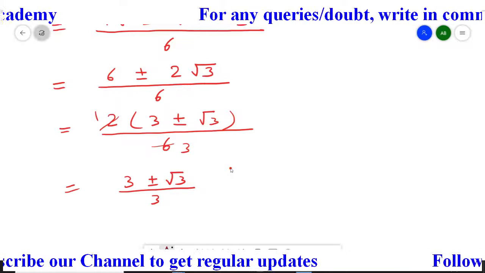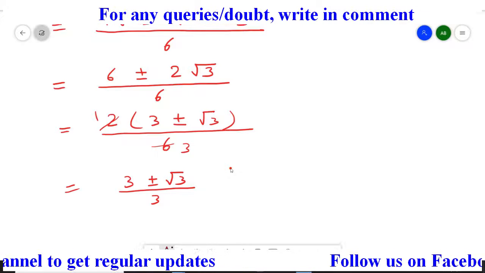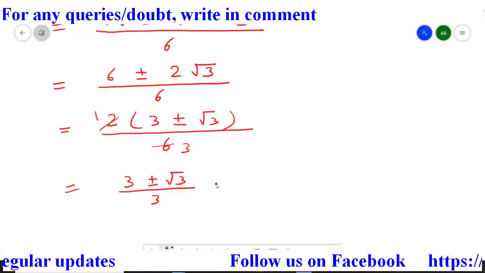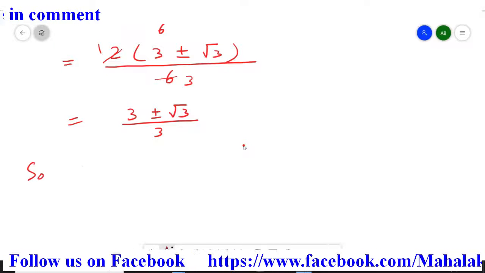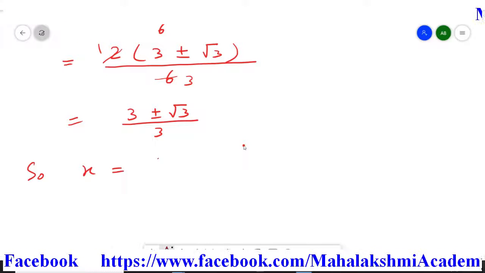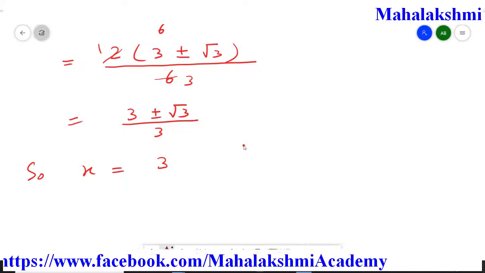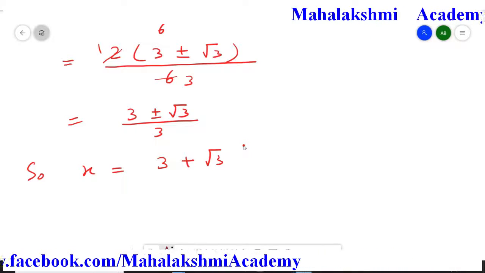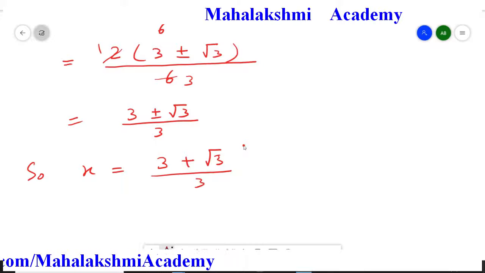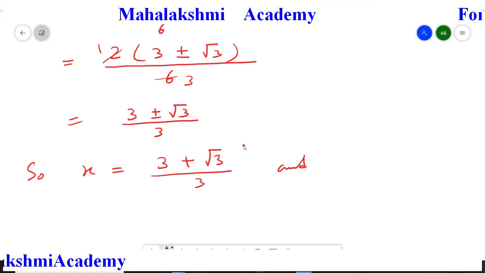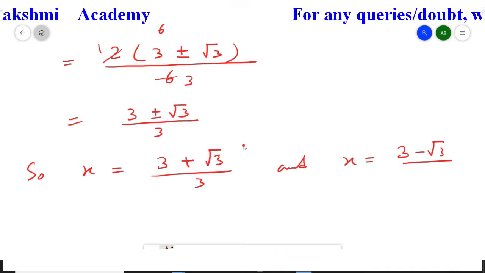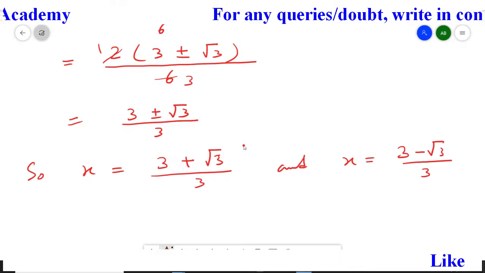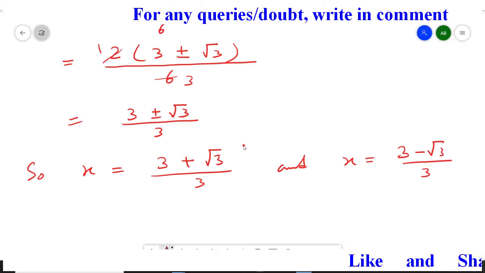Now we are going to find case first and case second. So taking the plus symbol, x is equal to 3 plus square root of 3 upon 3, and the other answer is x is equal to 3 minus root 3 upon 3. So these two are your answers, and I hope it's clear to you.